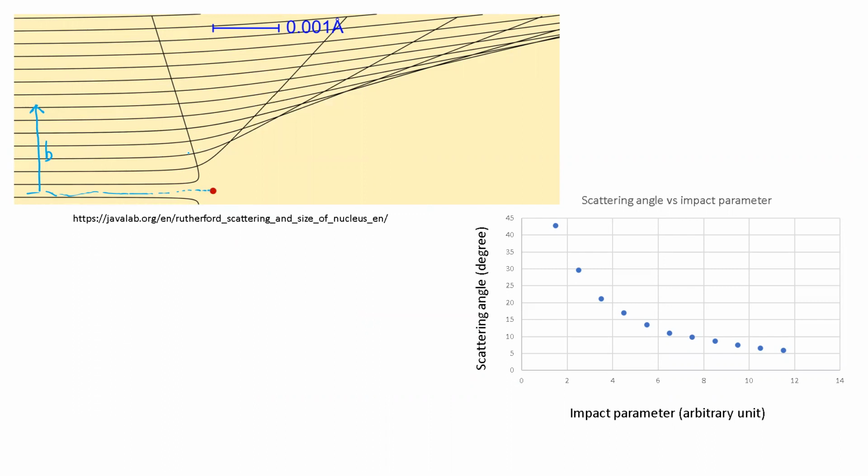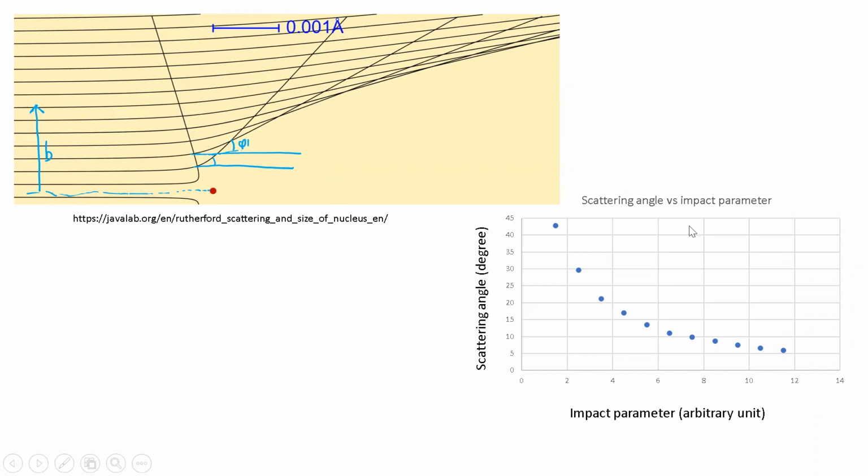For example, for this trajectory, right? The scattering angle would be this one, right? For example, for this trajectory over here, the scattering angle is about this one, right? And so on. You can draw the scattering angle for each trajectory.